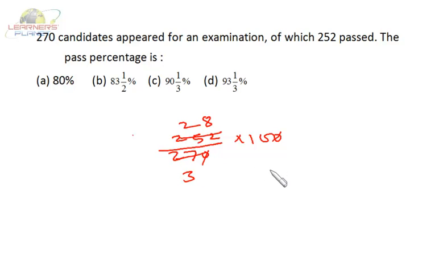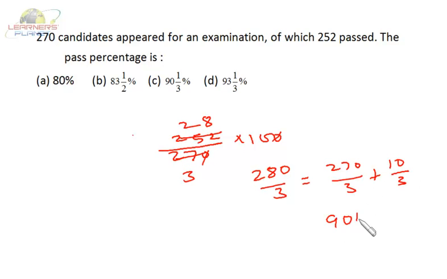It's around 280 by 3. That means it's 280 by 3, that is 270 by 3 plus 10 by 3. That is 90 plus 3 1 by 3%. Okay, that is 93 1 by 3%. Okay, friends.